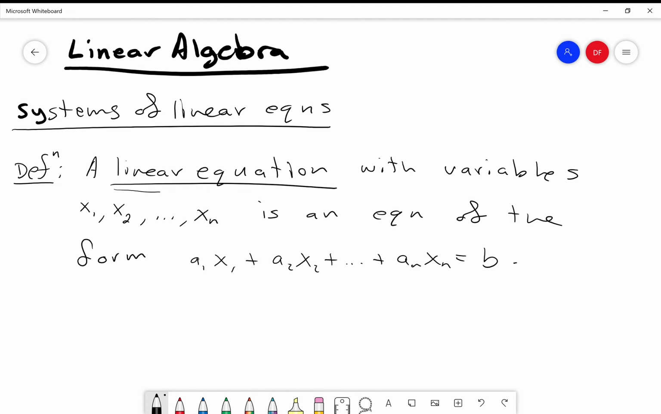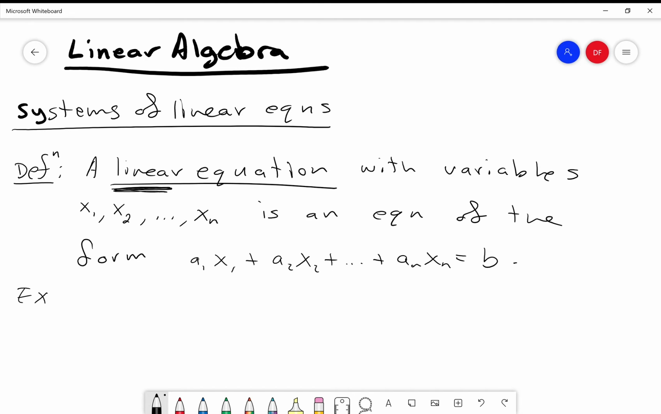Now this equation is linear because, as we see, none of the variables has squared or cubed or, to the power 1 over 2. They don't have that. And they are all to the power 1. Okay? So that's what makes them linear.